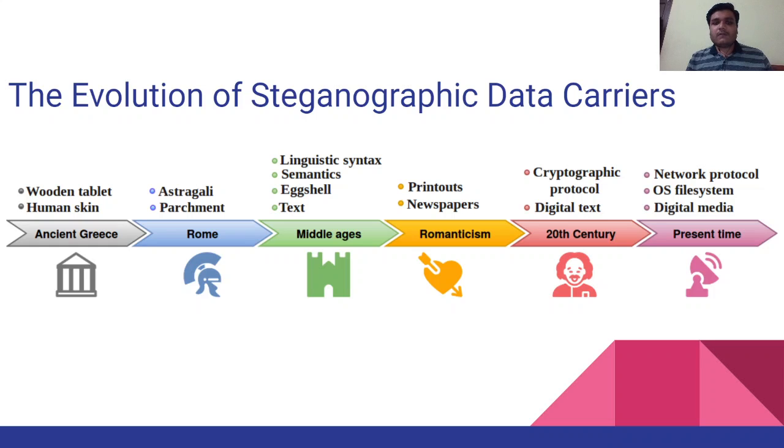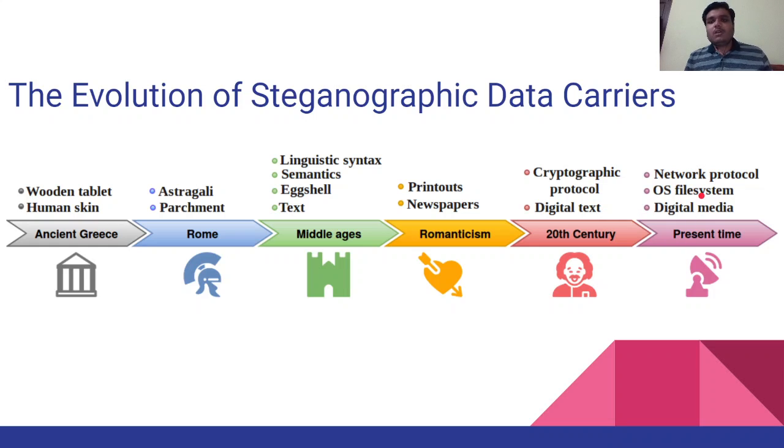Steganography is not a very new technique. It has been practiced over the ages. In ancient Greek times, they used to transmit data by hiding it on a wooden tablet or human skin, or during the Middle Ages they used to hide data on eggshells, or they used to simply flip the alphabets as a linguistic syntax. During the 20th century, many cryptographic protocols came. We know the RSA algorithm, we know the AES algorithm, but that's related to cryptography, and then came the digital text.